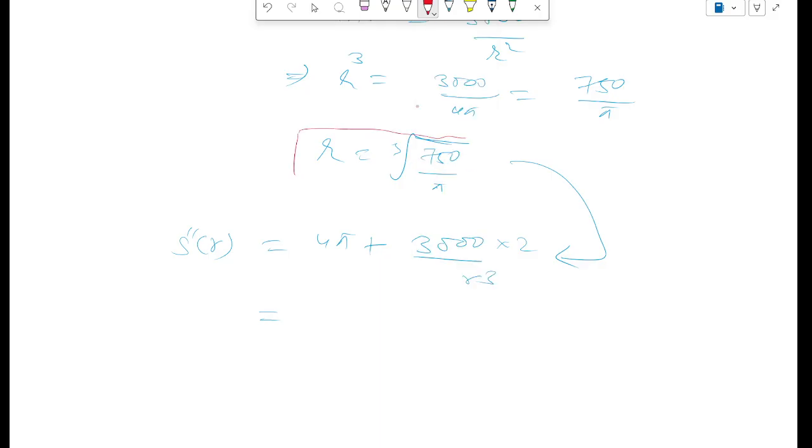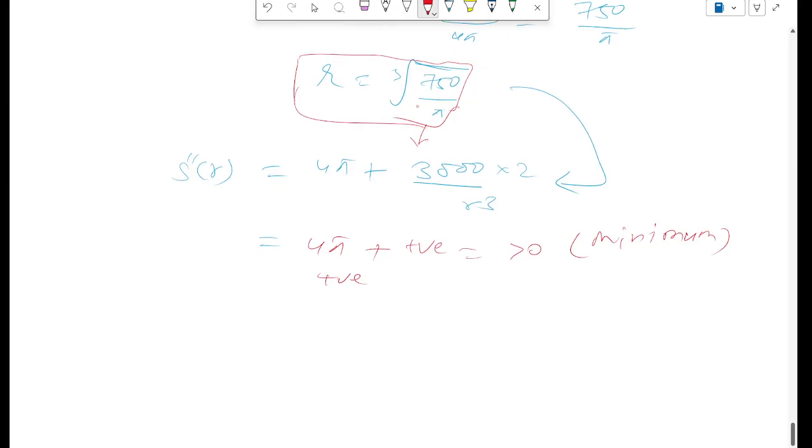This is our point of interest here. We are putting this in this double derivative. So we are going to get 4 pi plus, and anyway we are going to get a positive value itself because this is positive. Whatever we do here we are going to get positive only. So it will give you something greater than 0. So it is going to give us minimum value. This is what we were expecting.